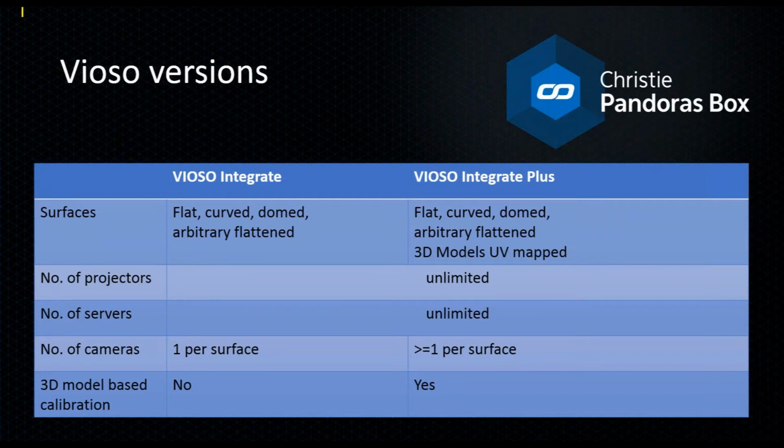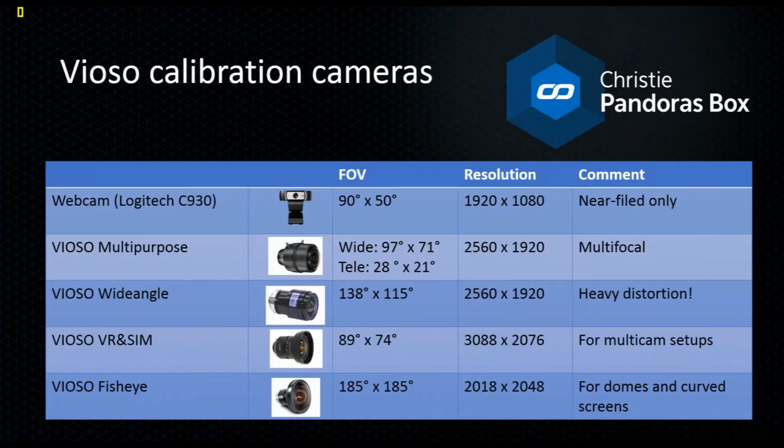And the second big difference is the number of cameras. A single camera is what Integrate does, and multiple cameras, which is a way more complex workflow, is part of Vioso Integrate Plus. Therefore, today a dome is a single camera. So even very complex setups are possible even with the standard version.